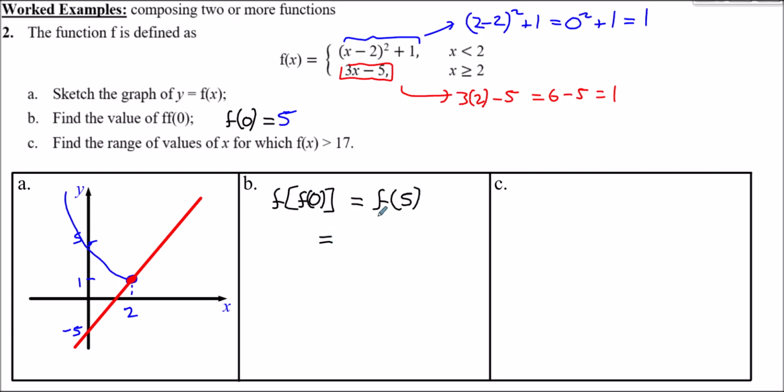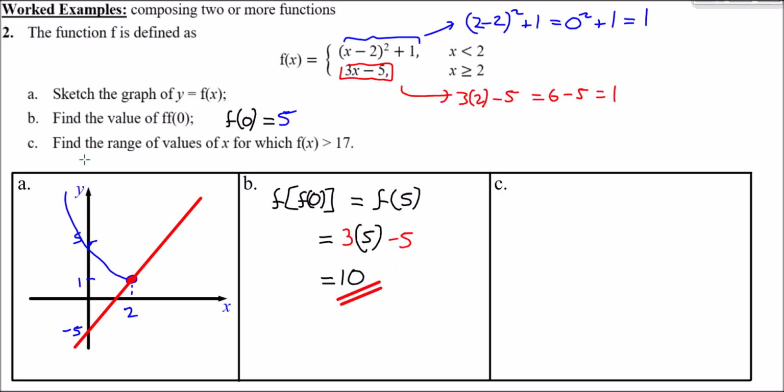And so if we do f of 5, when x is 5, we're actually on this part of the function now, because x is greater than 2. So now we're going to take 3 lots of 5 minus 5. So that's going to be 3 times 5 minus 5, which gives 10. So f of f of 0 is 10.